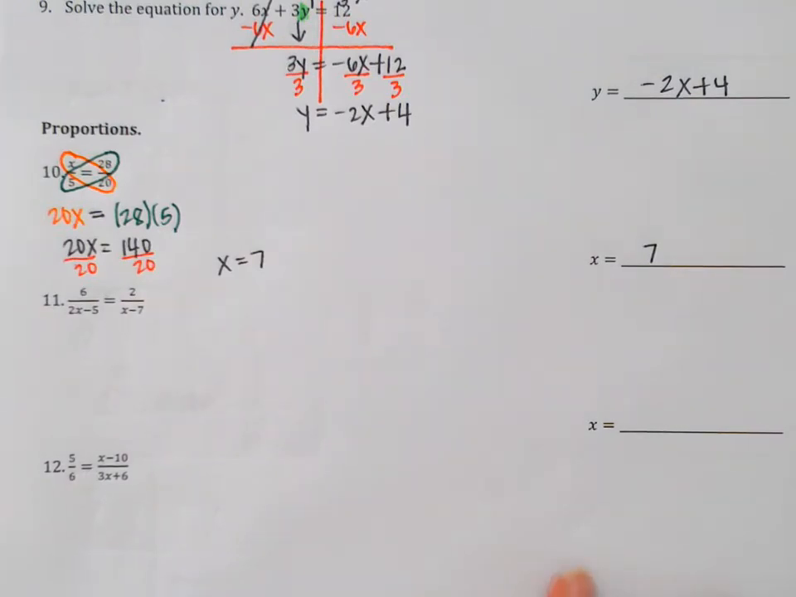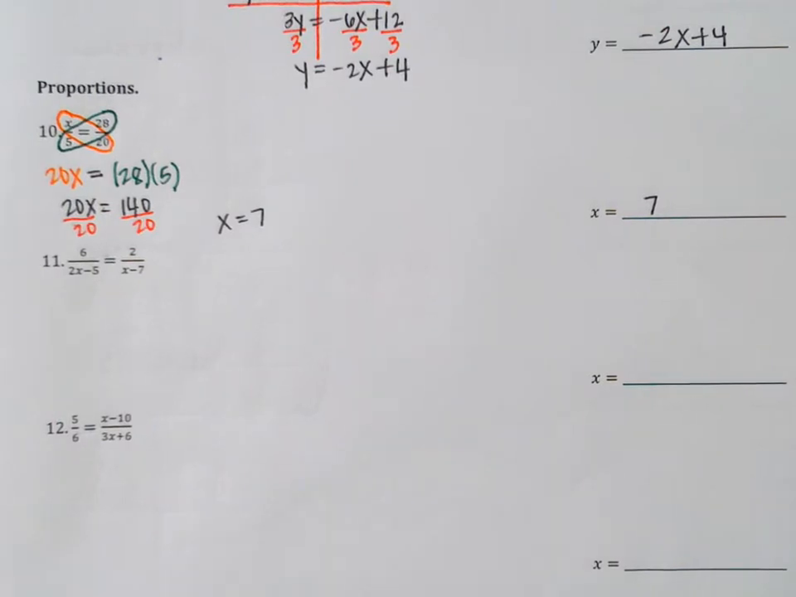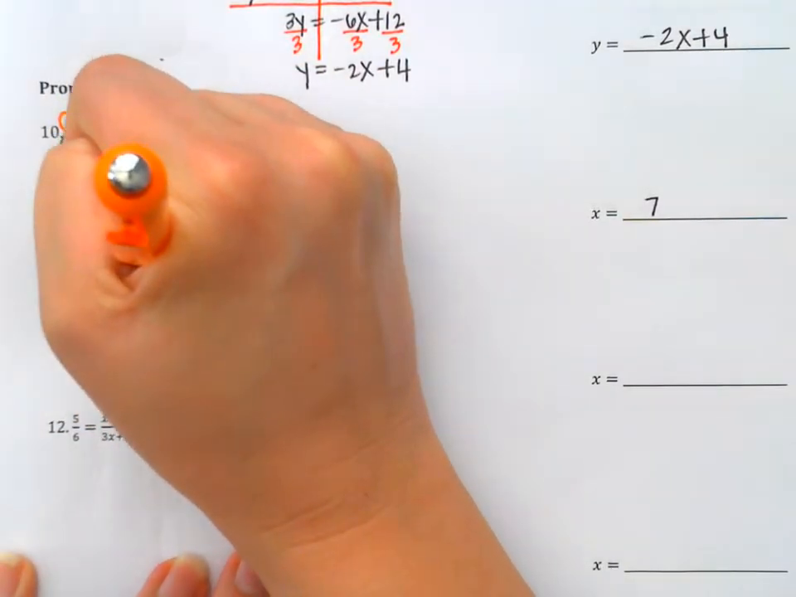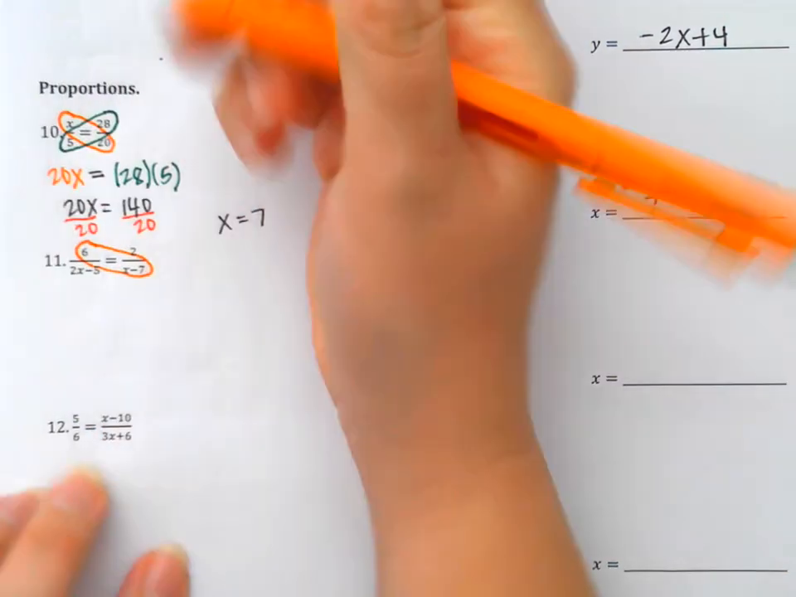Okay, let's move on to our next one. So a little bit more complicated, but doesn't change the way that we set it up. So we first multiply 6 times x minus 7, so top times opposite bottom.